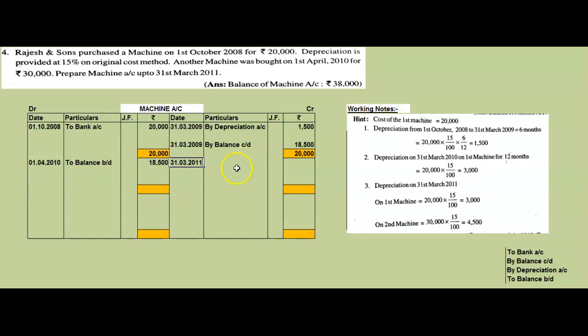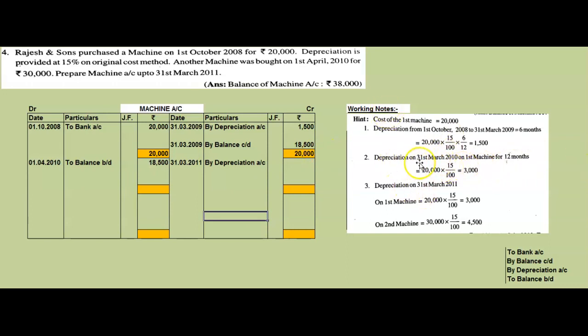What you have to do now? You have to provide depreciation by depreciation account. So how much is the depreciation now? Now here, how many months depreciation you have to take? From 1st April 2010 to 31st March 2011. How many months you are getting? April, May, June, July, August, September, October, November, December, January, February, March. 12 months depreciation. That is what is given in the working notes.